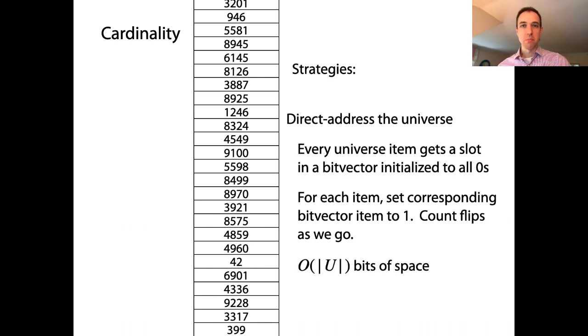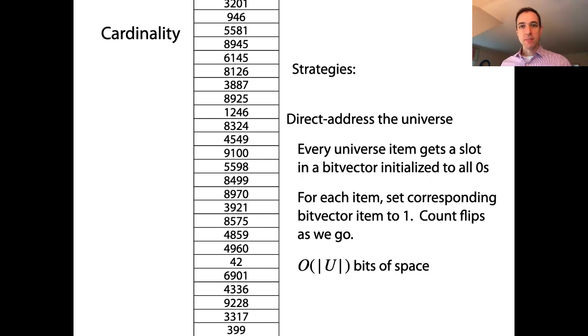The universe might even be of unbounded size, like we're dealing with strings of arbitrary length or something like this. But it's a strategy we could imagine using, and it works well if the stream is passing by quickly. So what's one more strategy?